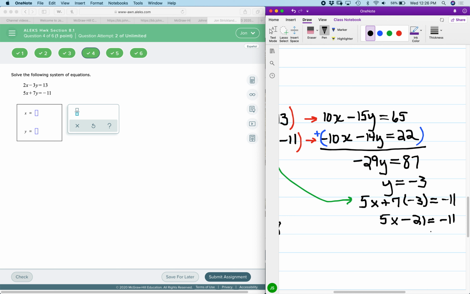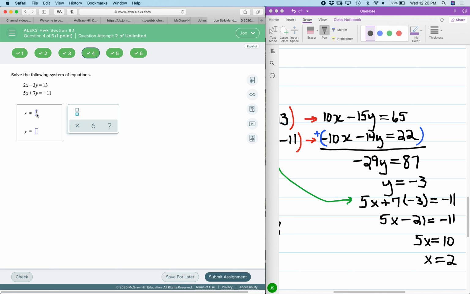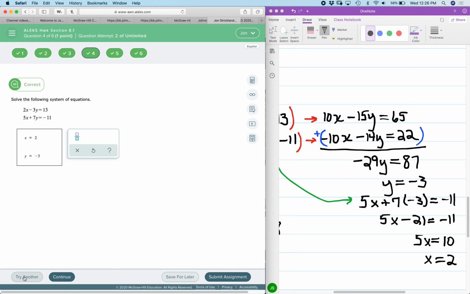And if I add 21 to both sides, we have that 5x is equal to negative 11 plus 21, which will be a positive 10. And with division by 5, we have that x is equal to 2. All right, so for the system, we have that x is equal to 2 and y is equal to negative 3. And upon checking, the result is correct.